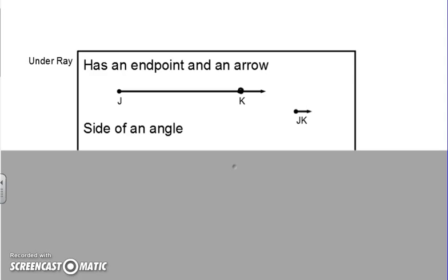And underneath the tab ray, this is what I want you to draw. Hopefully you already know what a ray is, right? Not really? Okay. But it has an end point and it has an arrow. Were we supposed to learn that? Probably middle school. Okay, but it's the side of an angle and that's what makes it important. A ray is nothing more than the side of an angle.